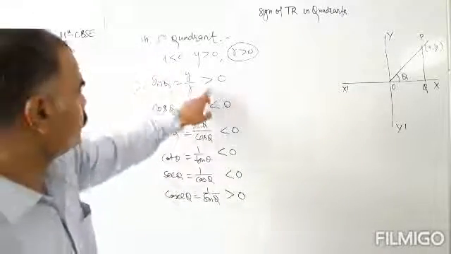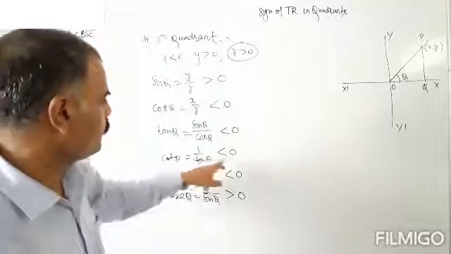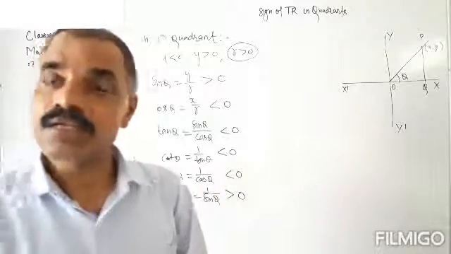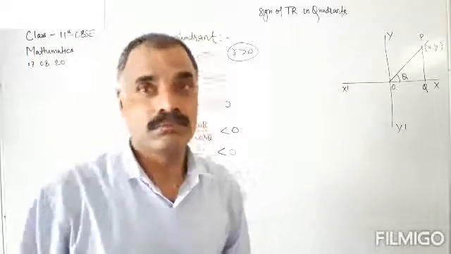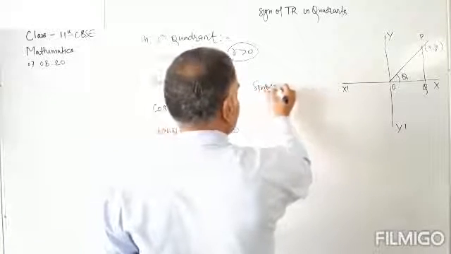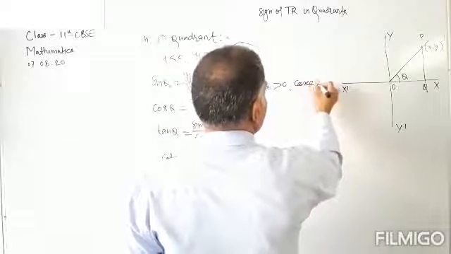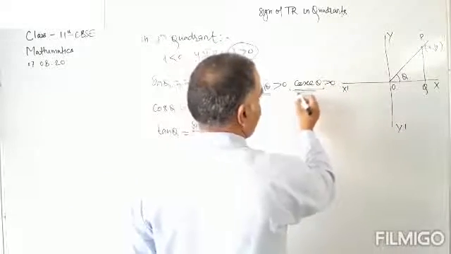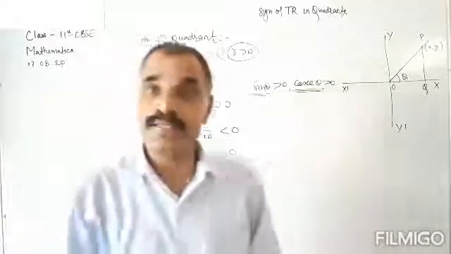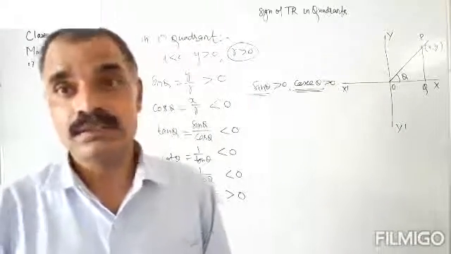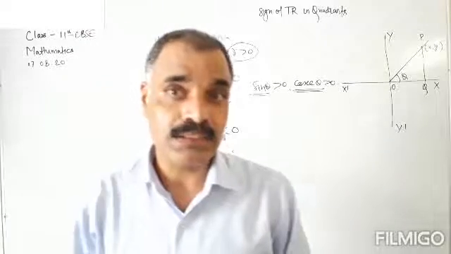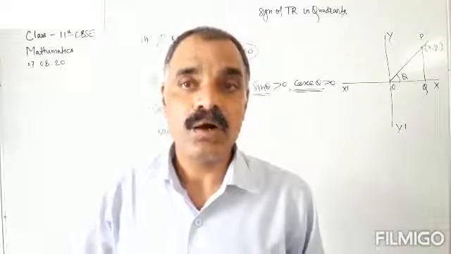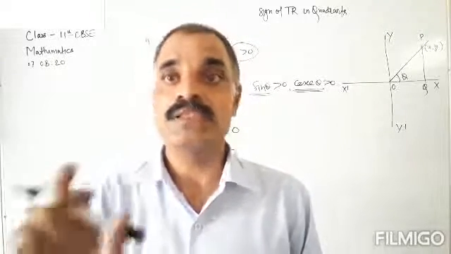So sin theta is positive, cos theta negative, tan theta negative, cot theta negative, sec theta negative and cosec theta positive. So sin theta and cosec theta are positive. We know that cosec theta is the reciprocal of sin theta, so sin theta and its reciprocal cosec theta are positive in the second quadrant. Okay, so this was the discussion of the sign of trigonometric ratios in the second quadrant.